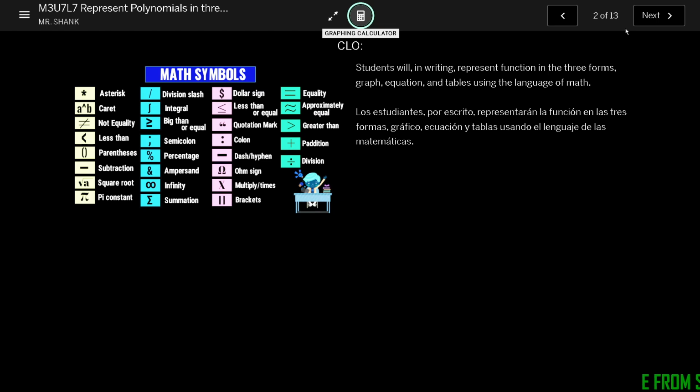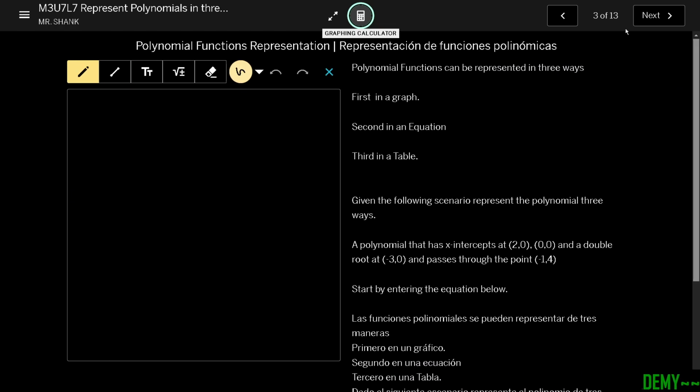Students will, in writing, represent functions in 3 different forms, whether it's a graph, the equation, or the table, using that language of math. So it says polynomial function can be represented in those 3 ways. So first we talk about the graph, then we talk about the equation, and then lastly we'll talk about the table. So given the following scenario, represent the polynomial function in 3 different ways.